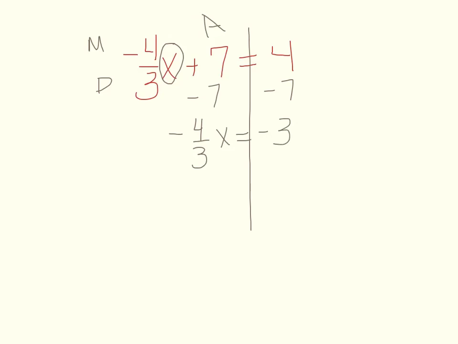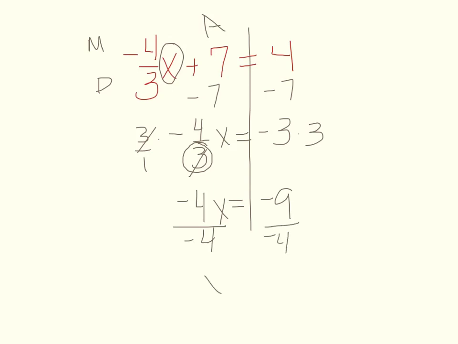Okay. All right, I'm going to get rid of the 3 first. We always get rid of division first. In order to get rid of the division, I'm going to have to multiply by 3. So those cancel. So I'm left with -4x equals -3 times 3 is -9. Okay, now the -4 is multiplying, so I'm going to divide. Okay, those cancel. Now 4 won't go into 9 evenly. Okay, so I'm going to leave it as a fraction. And 2 negatives make a positive, so my answer is 9 over 4.